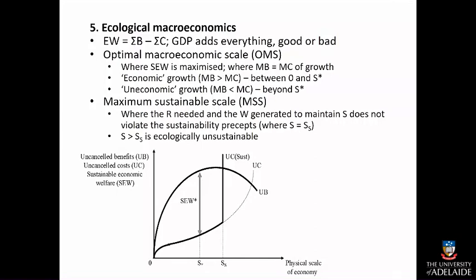The aim of the genuine progress indicator, since it counts the benefits and subtracts the costs, is that it gives you some idea as to where you are in relation to the optimal scale.